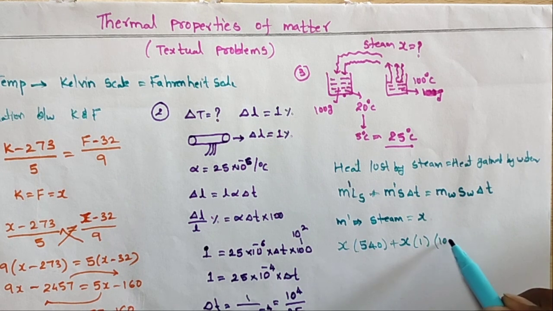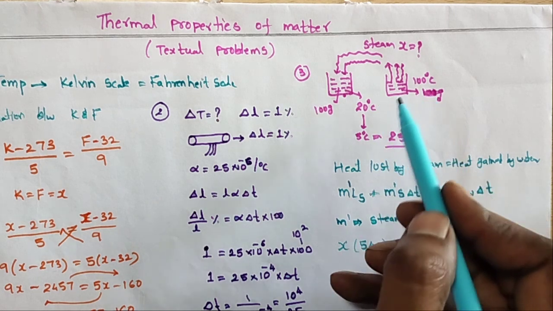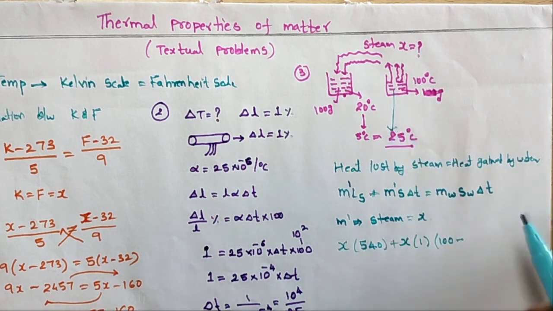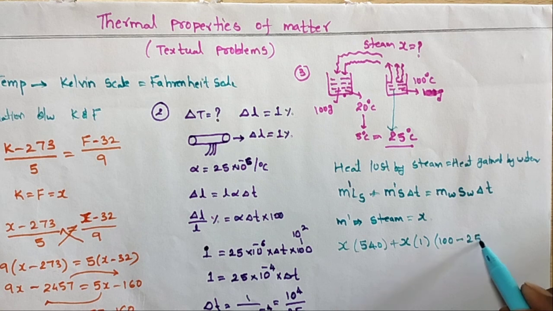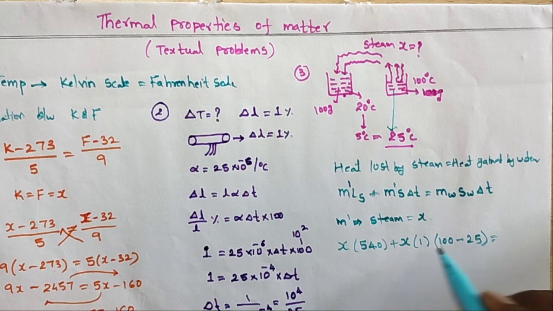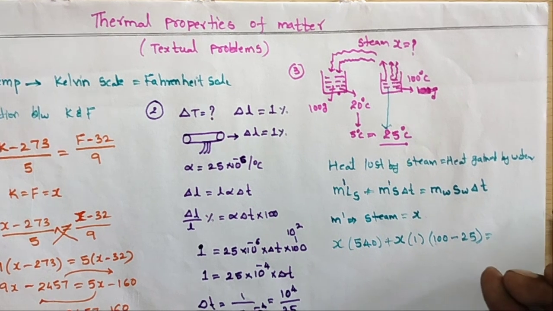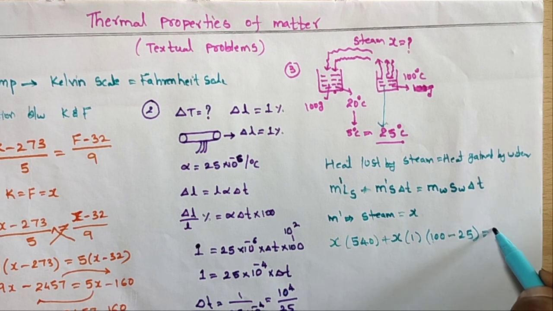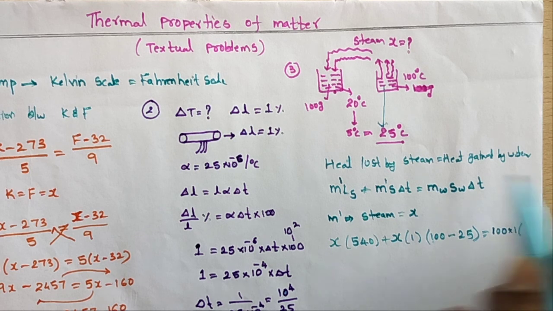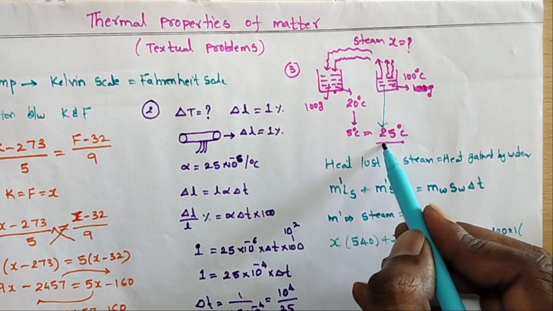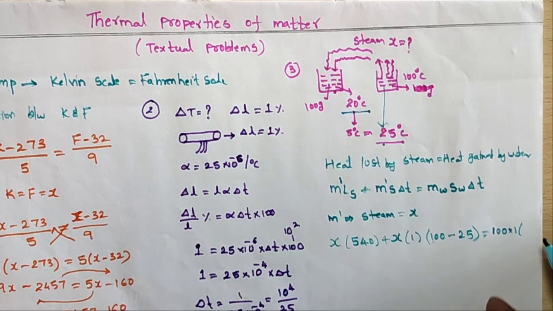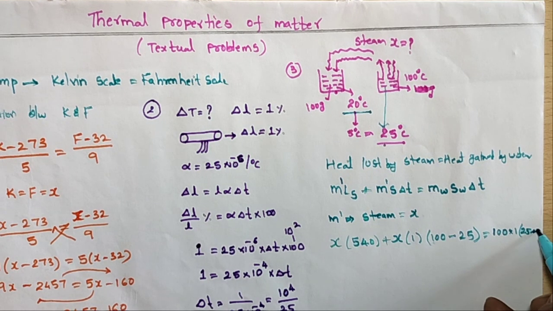And here the 100 degrees water changes to 25. So 100 minus the final temperature 25: the water decreases by 75 degrees. This is the complete heat loss. And heat gain, what is the mass? 100 grams, into specific heat of water 1. What is the final temperature of this beaker? 25. Initial temperature 20. So 25 minus 20.